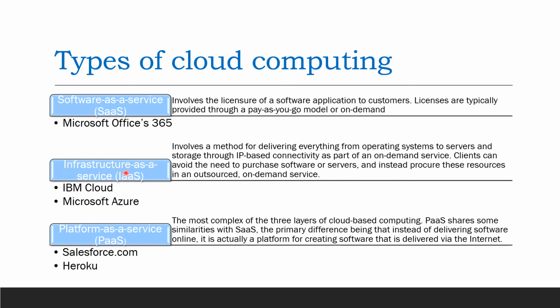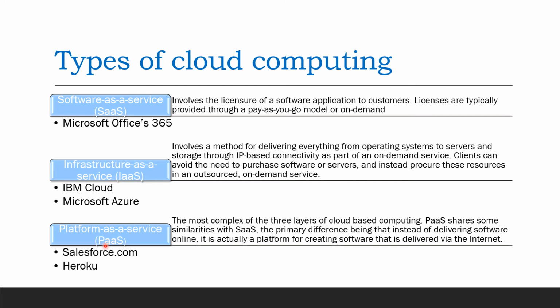Then we have infrastructure as a service. This involves a method for delivering everything from operating system to servers and storage through IP-based connectivity as part of an on-demand service. I think obvious examples are IBM Cloud and Microsoft Azure. If you are an Azure user, you know that you can do anything inside the cloud. You can do data management, machine learning, every infrastructure available in the cloud. I think AWS is also an example.